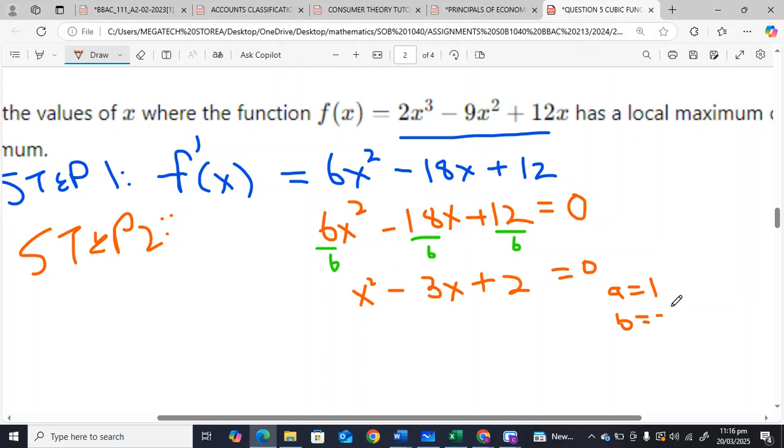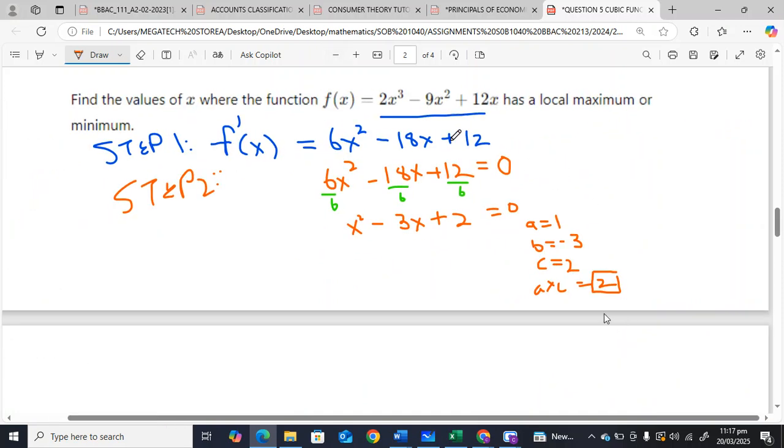But once you are used to quadratic equations, you don't need to write your A, B, and C. Okay, you already know. A times C is 2. So factors of 2 that when you multiply them, they should give you this positive 2, and when you add them, they should give you negative 3. So what are those two factors? Yes, okay, we are moving. Yes, this is how it should be.